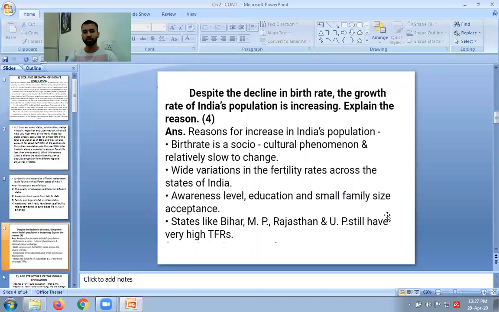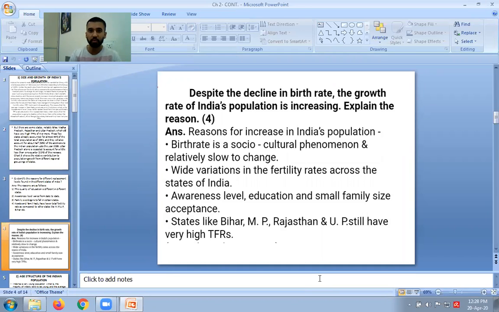Now the second question that comes out of this topic is, look at my cursor: despite the decline in birth rate, the growth rate of India's population is increasing. Explain the reason. I told you, when I was teaching you about the size and growth of India's population, that the death rate is coming down because we have good health and medical facilities, hospitals and other medical institutions. We have found vaccines to save ourselves from certain epidemics or pandemics.